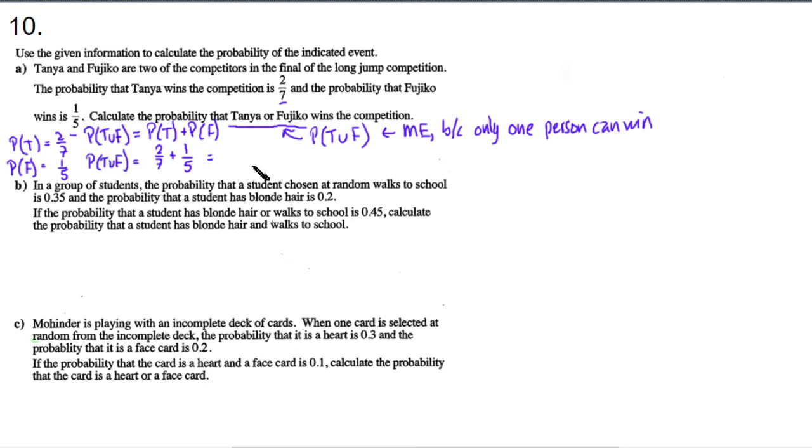We're adding these two quotients, so we need a common denominator. The common denominator is going to be 35. This is 10 plus 7. So this is 17/35.